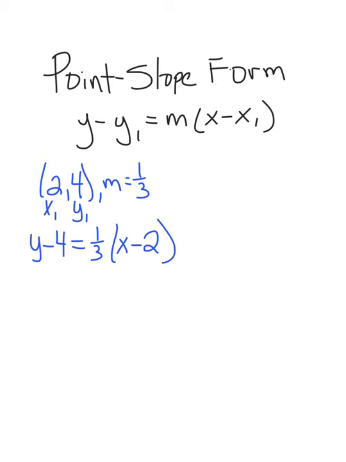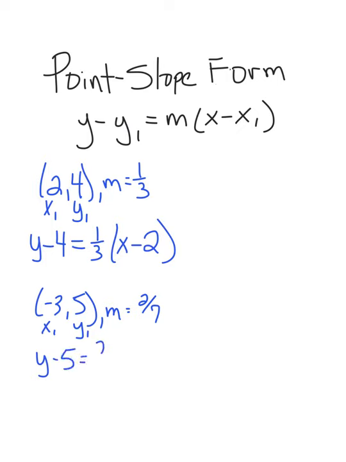So let's do another one like that. So let's say I tell you your ordered pair is -3, 5, and your slope is 2/7. So again, this ordered pair is going to be our x1 and y1. So this will be y minus 5 equals 2/7 times x minus a negative, so that's going to be plus 3. So y minus 5 equals 2/7 times x plus 3.